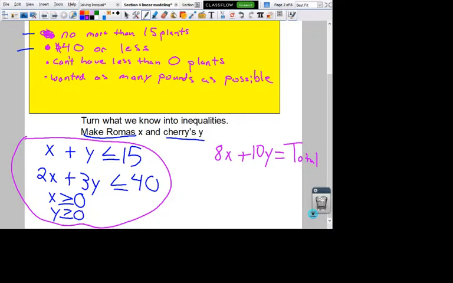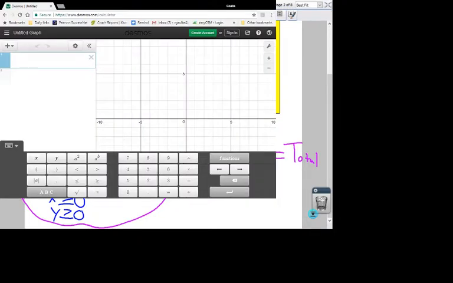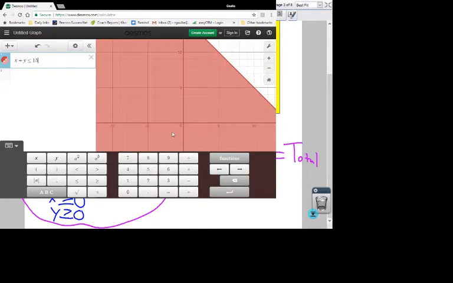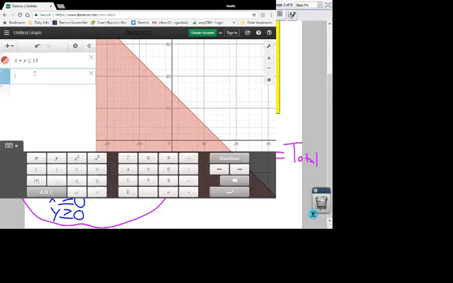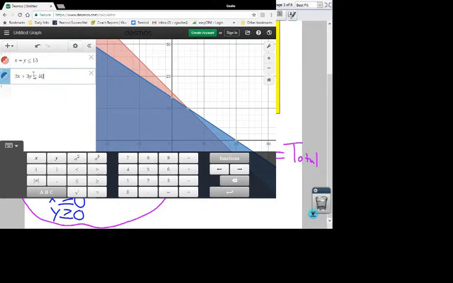Oh, jeez, Desmos. Let me think. x plus y had to be less than or equal to 15. That was my first one, right? Yep. Alright, 2x plus 3y had to be less than or equal to 40. That was all the money part. We couldn't spend more than $40.